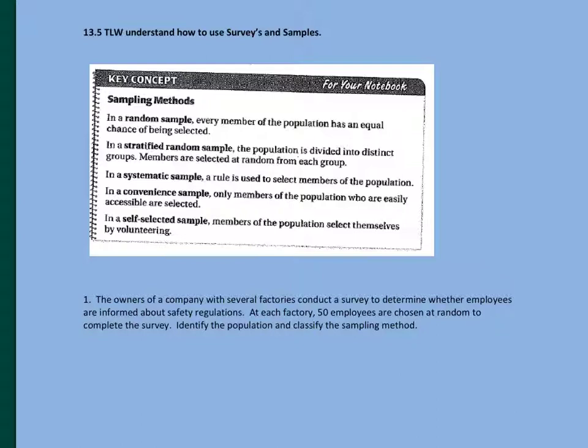In a convenience sample, only members of the population who are easily accessible are selected. That's okay, but that doesn't always lead to good results. Self-selected sample, members of a population select themselves by volunteering. Okay? So those are all the different ones. So let's take a look at the first problem here.